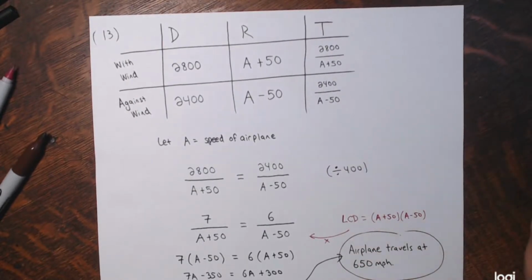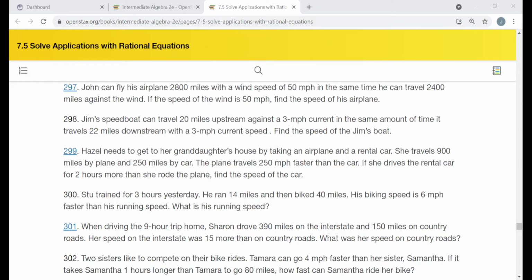Right. And example 14 is looking very similar, but instead of against the wind and with the wind, we're against the current, against water. So this is example 14. This will be exercise 298.